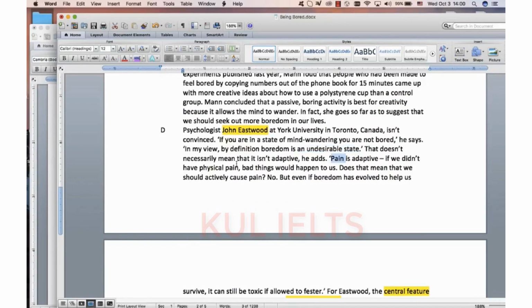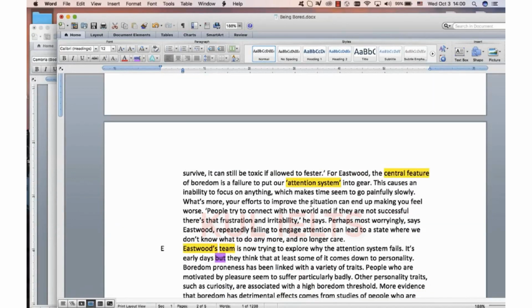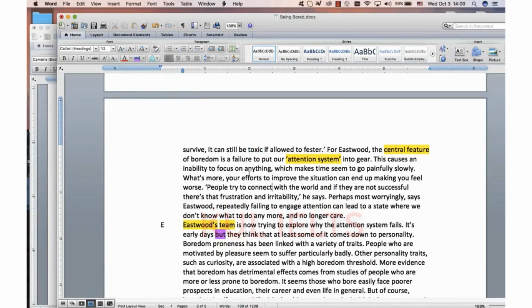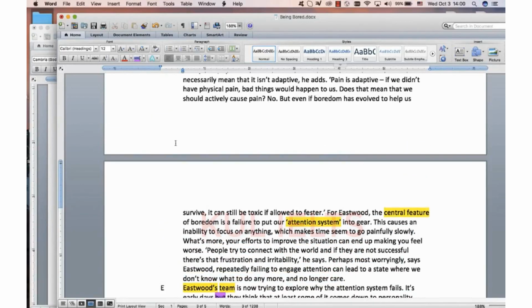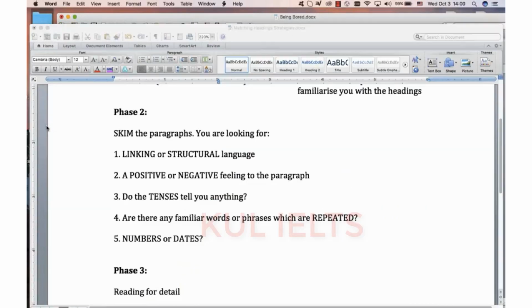Talking about pain. Bad things would happen to us. It can be toxic if it's allowed to fester. This is strong language. Toxic means poisonous. Boredom can be poisonous. Inability to focus. Time goes painfully slowly. Most worryingly. Not much linking language, but a lot of negative language. Don't know what to do anymore. Don't care anymore. I'm just getting a very negative feeling from this.